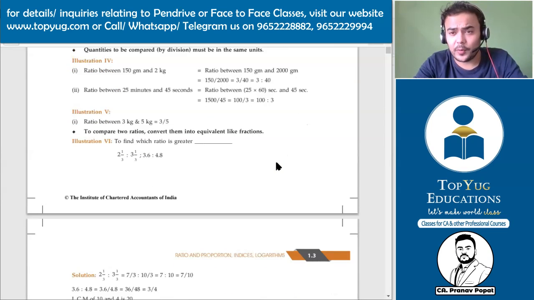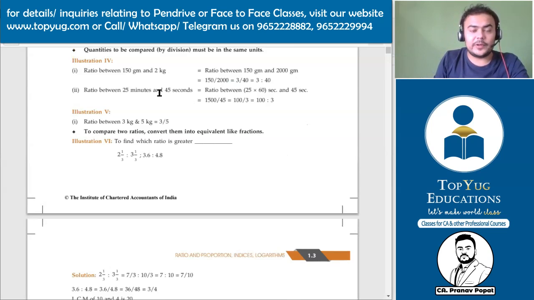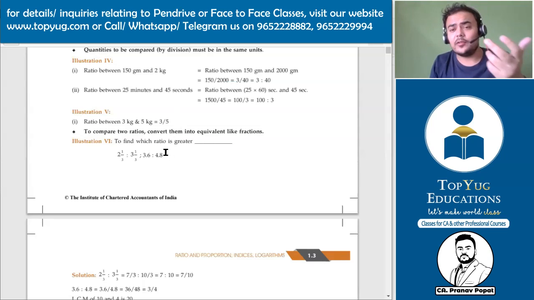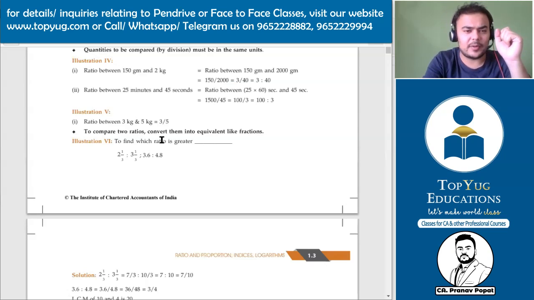Okay, so some popular ratios like minutes and seconds. See, the ratio between 25 minutes and 45 seconds. In this case, how can you convert minutes to seconds? You know, 1 minute equals how many seconds? 60 seconds. So these unit things you should remember.